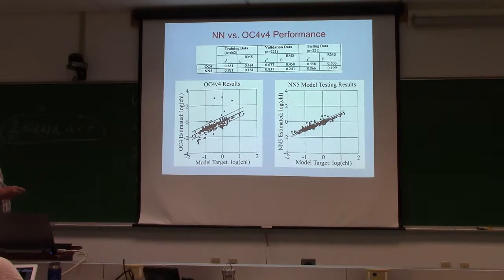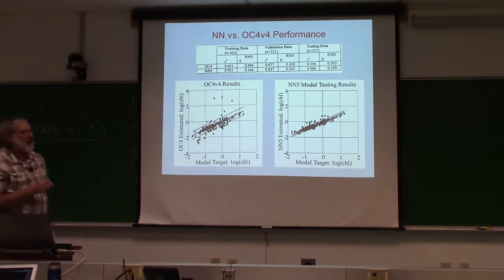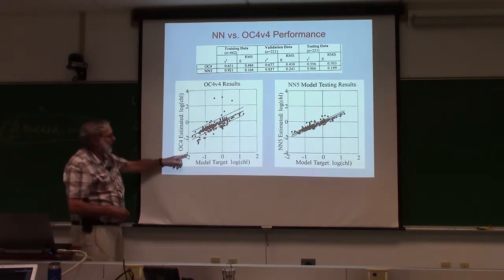But the really important thing is we now apply it to independent data and see how well we did. With the testing data, the independent data was not used for training, was not used for validation. CWIFS's R squared is 0.55. The neural network's about 0.87. The RMS error in the chlorophyll went from about 0.5 down to 0.2 milligrams per cubic meter. That's a nice improvement.